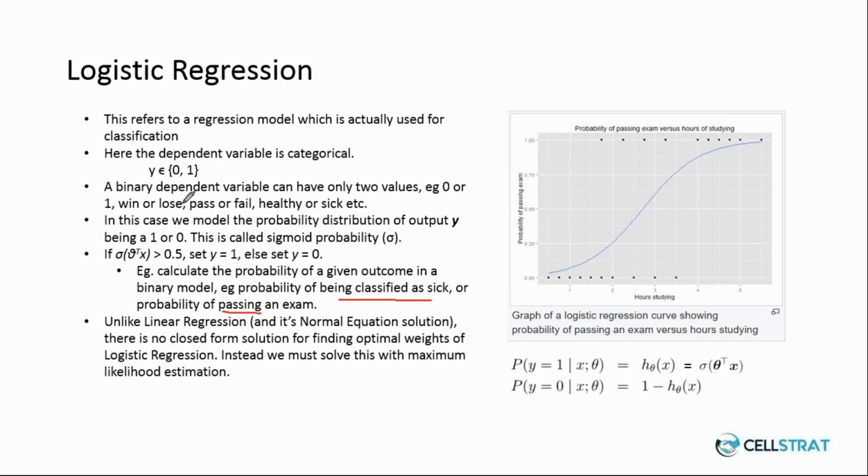So probability of winning or losing a match, right? Win or lose. Probability of passing or failing an exam. Probability of health-wise being healthy or sick. So these are different examples of where this kind of classification model might be used. And the dependent variable y can only have values 0 and 1, two classes, or I could have more than 2 classes, as I said. And if the probability expression gives me more than 0.5 probability, we set output y as 1, else we set output y as 0. All right.